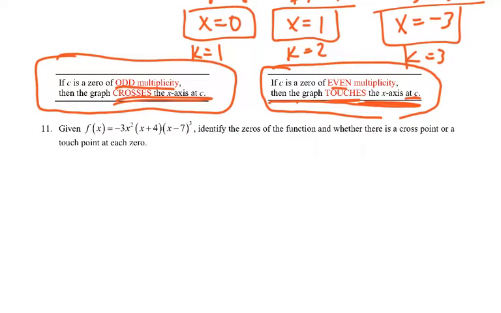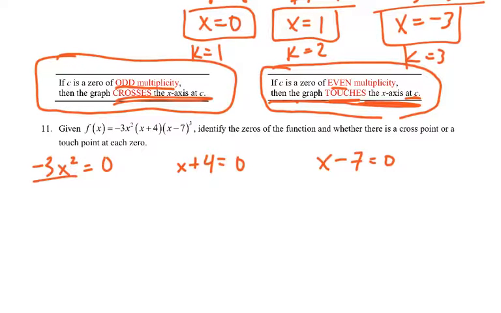All right, so given f of x equals negative 3x squared times x plus 4 times x minus 7 to the third, identify the zeros of the function and whether there is a cross point or a touch point at each zero. So it's already factored out, which is nice. We're going to take each of those factors and set them equal to 0. We're then going to look at each of their multiplicities. And then we're going to determine if it's a touch point or a cross point.